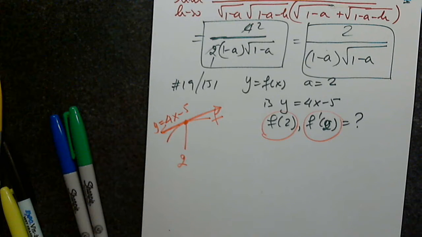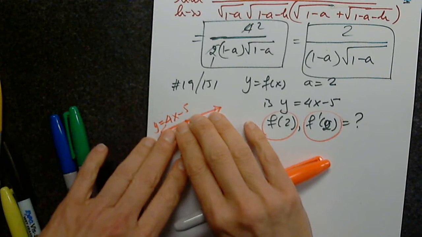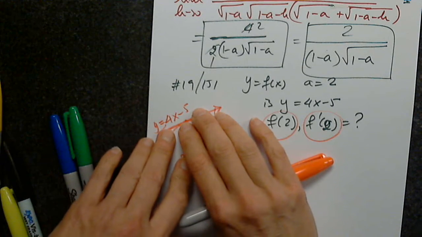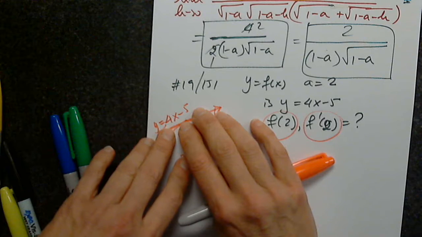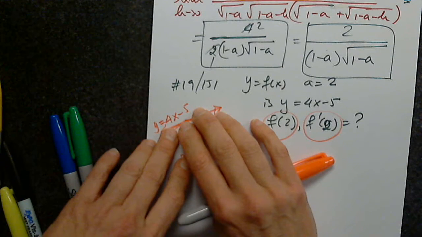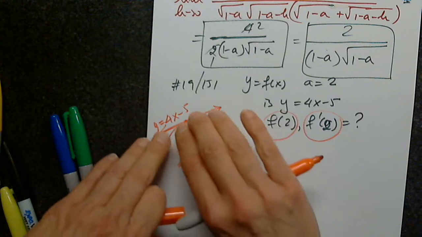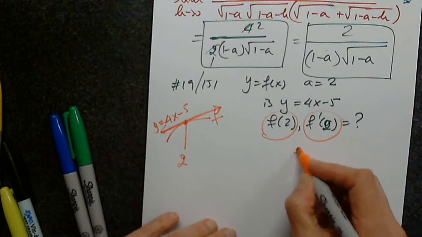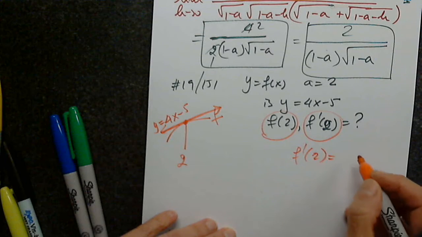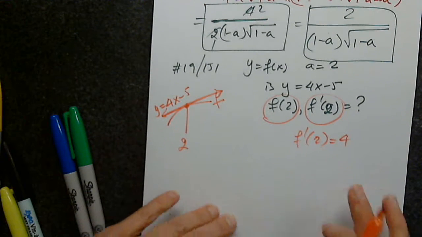So let's look. We are given the equation of a line. Can anyone from algebra tell us what is the slope of this line? 4. Correct. One more time, what is the slope? Good. So then f prime of 2 must be? 4. That's it. Very good.